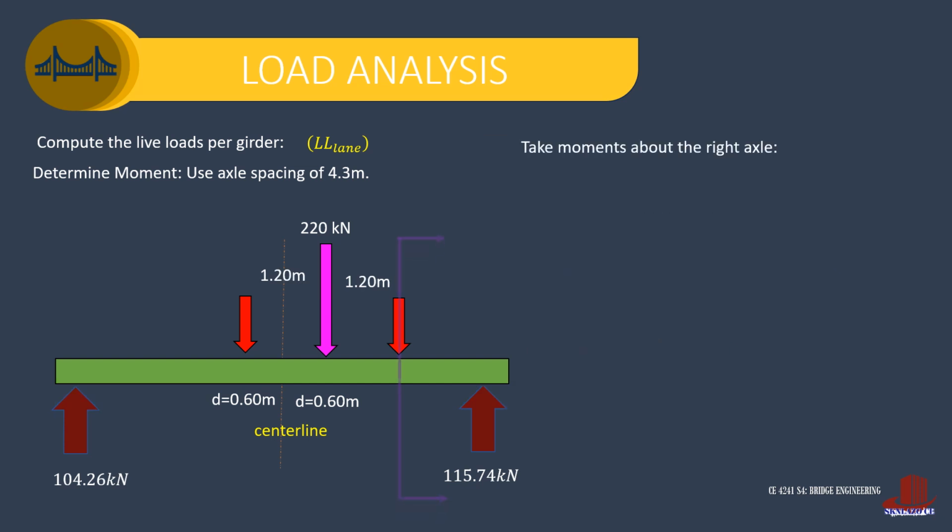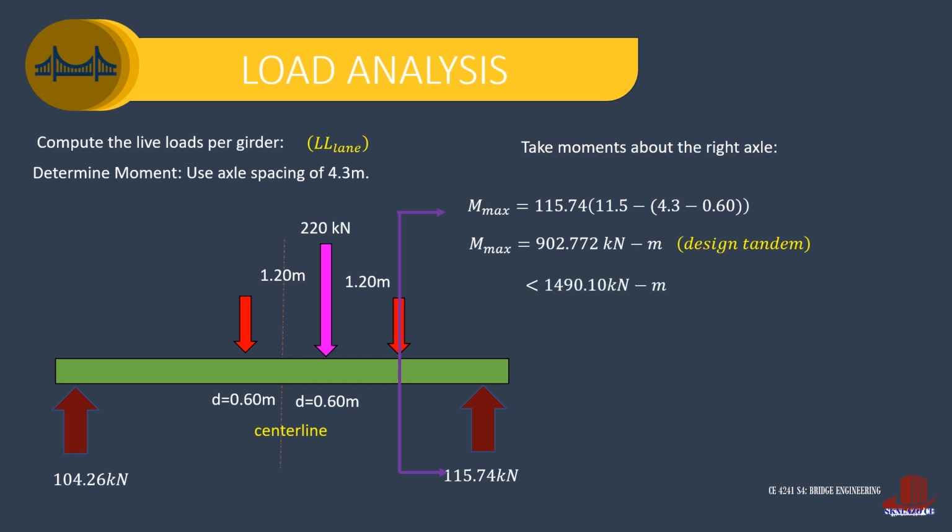Take the moment about the right axle, where the maximum moment is the right reaction times the distance of 11.5 minus 4.3 less 0.6, giving 902.772 kilonewton meter. This moment is way less than the moment from the design truck, so 1,490.1 kilonewton meter governs.